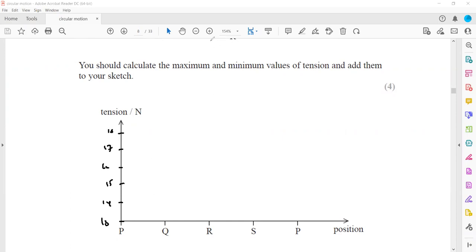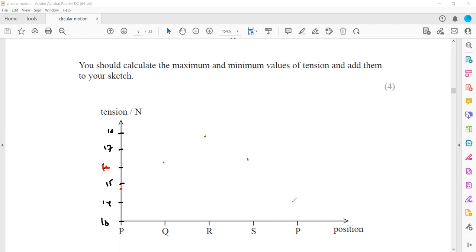So at position P, we need about 14.8. So it will be somewhere here. At Q, we need 16.3. So 16.3 is somewhere here. At R, we need the maximum, which is 17.7. So it will be here. At S, we need again 16.3. So it will be here.